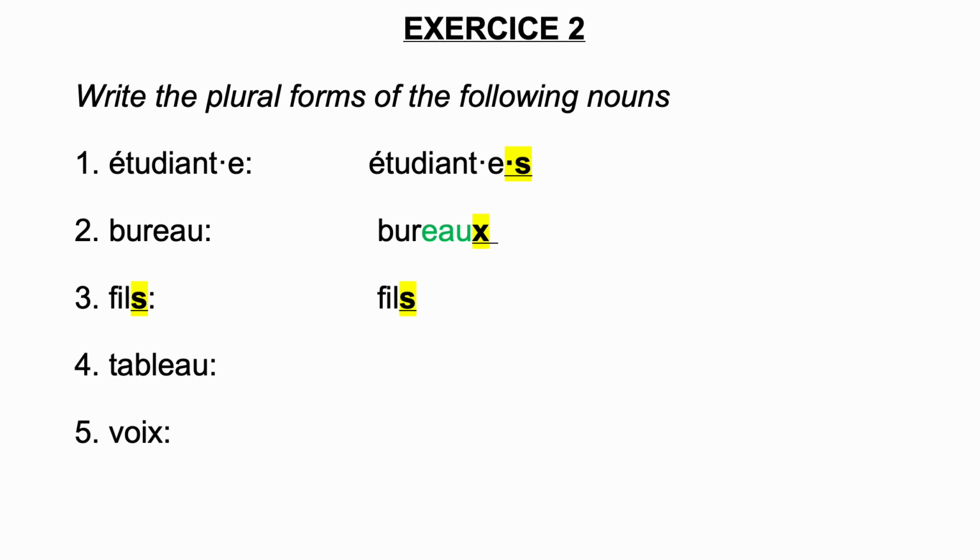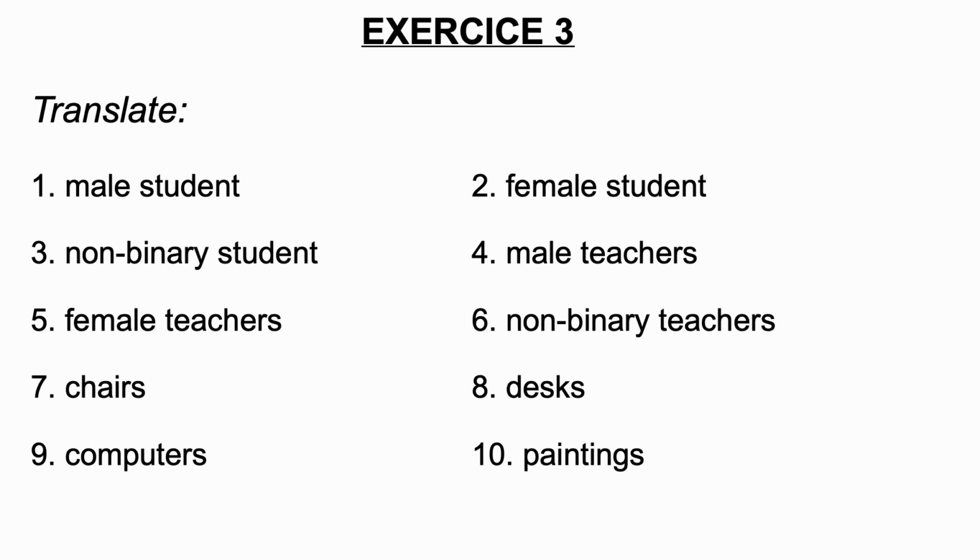Then the plural of tableau is tableaux, with an X. Remember that words ending in EAU take an X to form the plural. And finally, the plural of voix is voix as well, with an X, because remember that words ending in S, X, and Z do not change in the plural. All right. Exercice 3. Translate the following words.